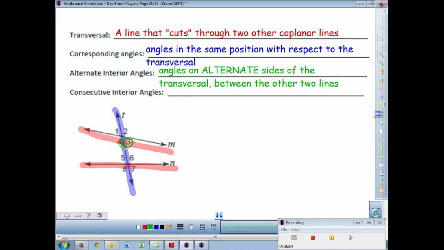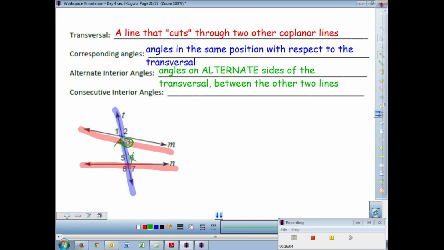Out of these three choices, 4, 5, and 6, we can eliminate 6 from being its alternate interior angle for the simple fact that 6 is not on the alternate side of the transversal. Since 3 is on the right, its alternate interior angle has to be on the left. Right? So 6 was not a choice. So we're down to 4 or 5. And the question is, which one of those is it?